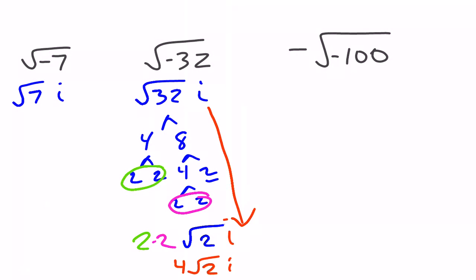Looking at the next one, once again, the first thing I would do is take out that negative as an i. And then what is the square root of 100? Well, the square root of 100 is 10, so this would be negative 10i.